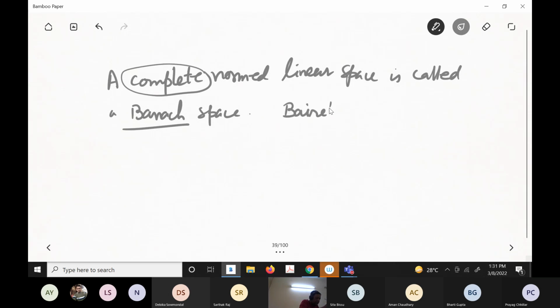Because only on a complete metric space you can be sure of applying Baire category theorem. And a complete normed linear space is called a Banach space. And here I should tell you that I am going to finish it now.